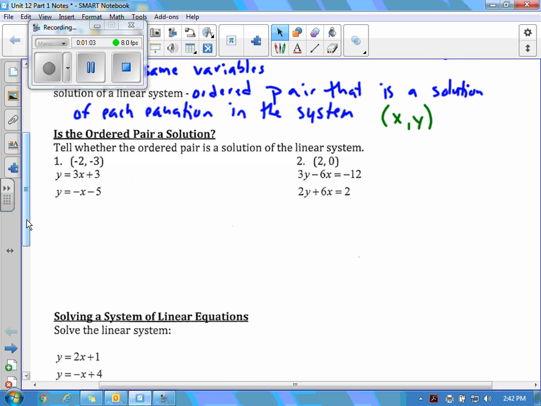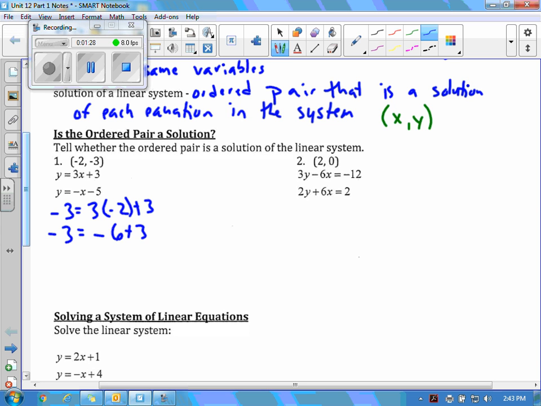Before we get to actually solving by graphing, we're going to tell whether an ordered pair is a solution. It says tell whether the ordered pair is a solution of the linear system. For it to be a solution of a system, it's got to work for both equations. So I have -2, -3, and I'm going to plug it into the first equation. That'll give me -3 equals 3 times -2 plus 3. Working that out, I'll get -6 plus 3, and then continuing, I'll get -3 equals -3.